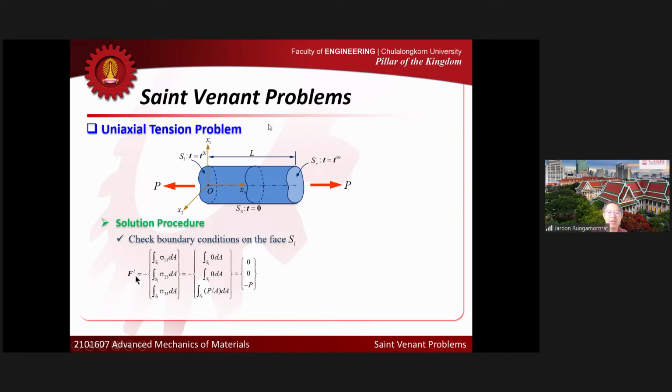So this is FL. But if you look at the condition at the left end, we also know that the prescribed traction generates the net force equal to P in that direction, right? This is exactly the same as what we have here. So we can say that FL here is exactly the same as FL0, right?